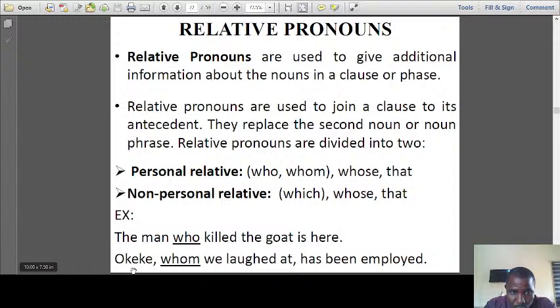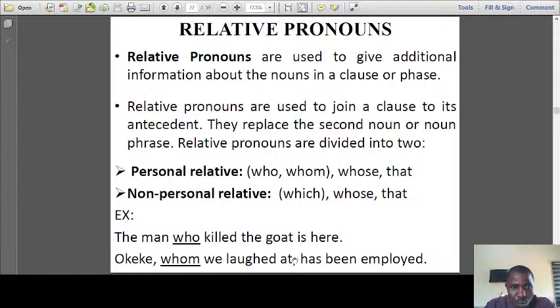We laugh at Okeke. Okeke has been employed. Number one clause. Number two clause is we laugh at Okeke. Now, the second Okeke that we replace with a pronoun is coming after the verb, standing at the object position. And that is why whom will be used, because the second Okeke you are replacing is in the object position.